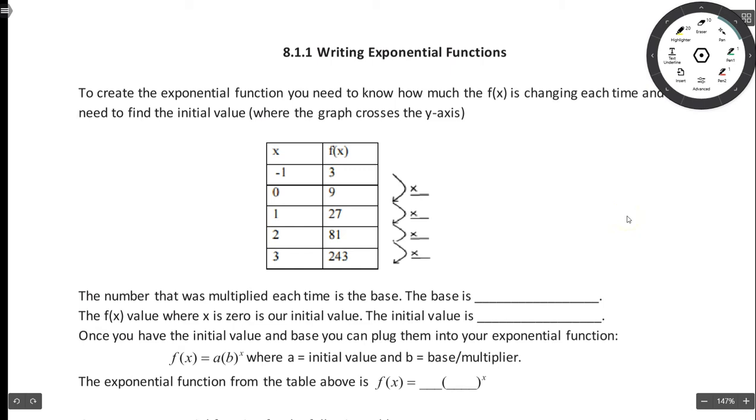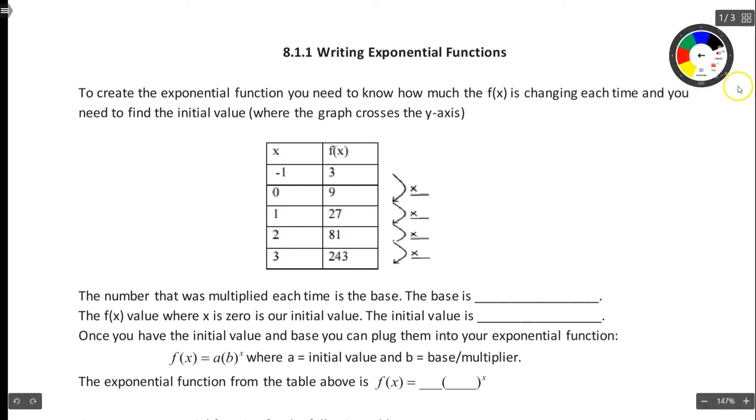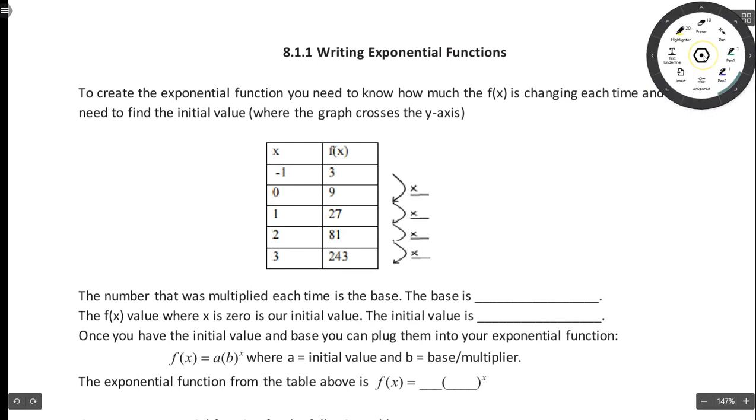To create the exponential function, you need to know how much the f of x, also known as your y value, is changing each time. And you're going to need to find the initial value, which is also known as your starting value or your y-axis. For this example, we're going to first look at the change that is happening. Assuming these are all exponential functions, which is what we're working with today, how do we get from 3 to 9, from 9 to 27, 27 to 81?